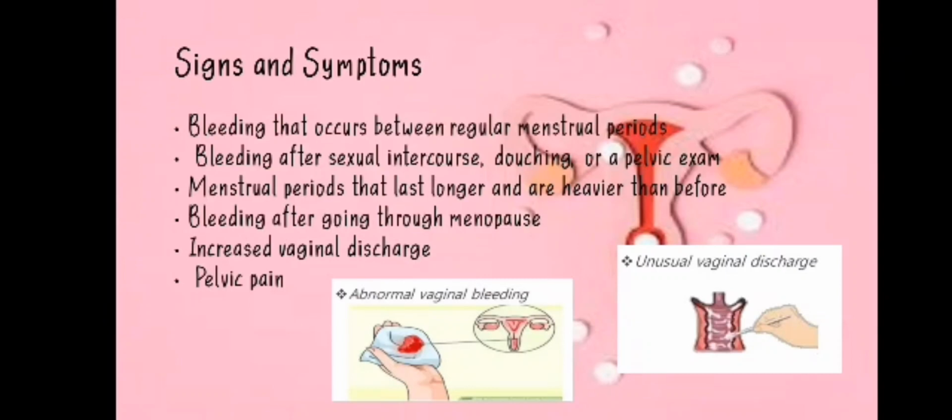Because ang body po natin makes the lining too thick, kaya nagkakaroon ng menstrual period na matagal at mas malakas. And then next is bleeding after going through menopause, because the tissue that lines the uterus can be very thin after menopause. Next is increased vaginal discharge. Because nagkakaroon ng increased vaginal discharge kasi it lacks oxygen, some cells may be infecting that tumor. And lastly, for the signs and symptoms is the pelvic pain. The pain can be a dull ache that may include sharp pains as well.